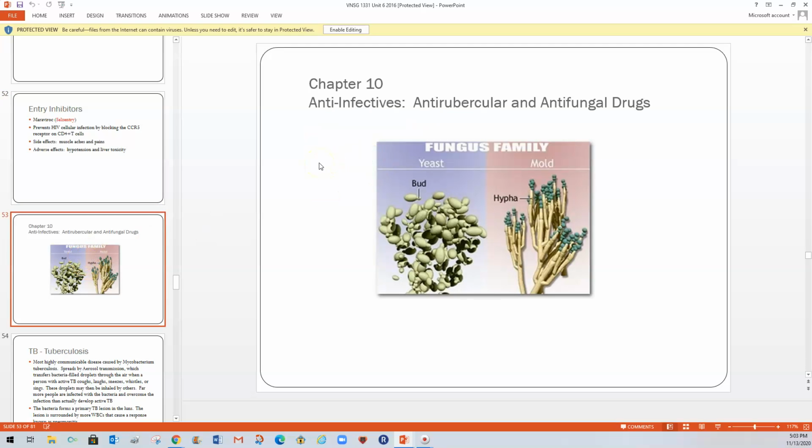Chapter 10, let me look at 9 here real quick. You need to know what an antiviral drug is and what it does. They do not kill the virus, they only suppress the reproduction and growth. You need to know the categories, the adverse effects of amantadine and rimantadine on page 143. They can affect the central nervous system. That's an adverse effect.